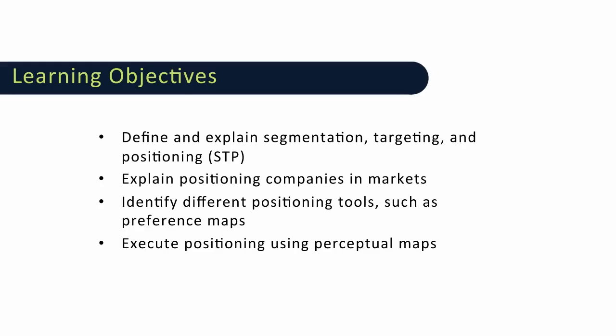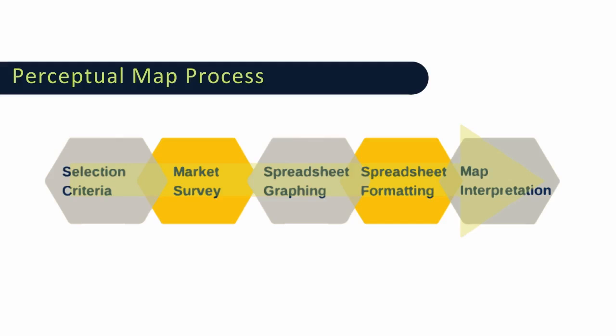using perceptual maps. Developing perceptual maps is a 5-step process, starting with identifying the selection criteria, conducting market surveys, graphing the data, formatting the data, and interpreting the map. We discuss each step in turn.